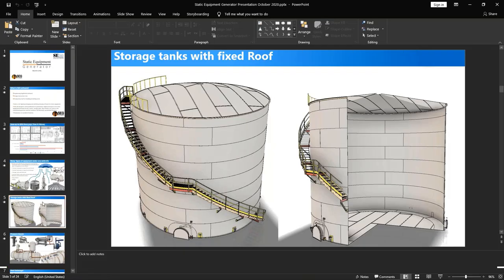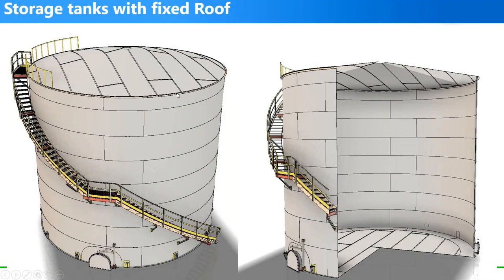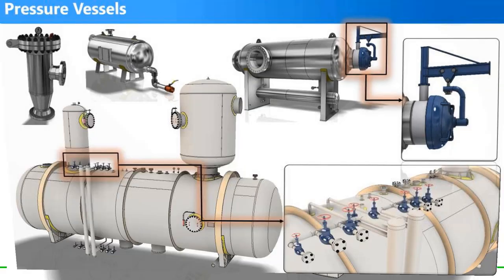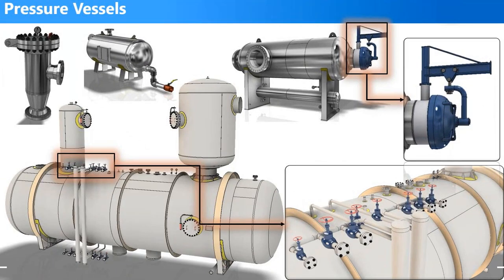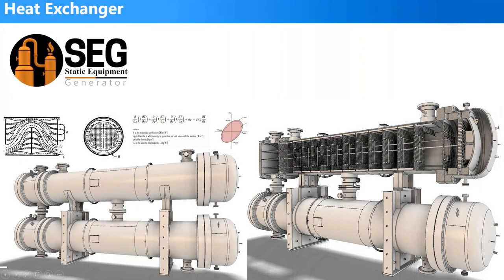And you can figure that those are real models we created by SEG software: storage tanks with a fixed roof and spiral stairs, the arrangement of roof plates here, complicated pressure vessels with piping inside and outside, and common configurations of shapes like davit or enclosure, like this. Okay, heat exchangers, many types, and inshallah, we have a webinar next week for heat exchangers.